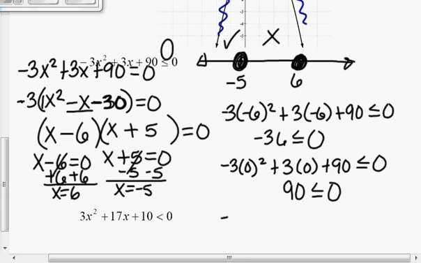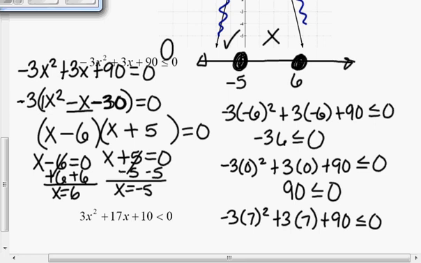We'll do 7. Negative 3 times 7 squared plus 3 times 7 plus 90 is less than or equal to 0. When we do this, we get negative 36 again is less than or equal to 0. Since this is a true statement, we can put a check mark above. So anytime we see a check mark, that means we can shade in that direction.